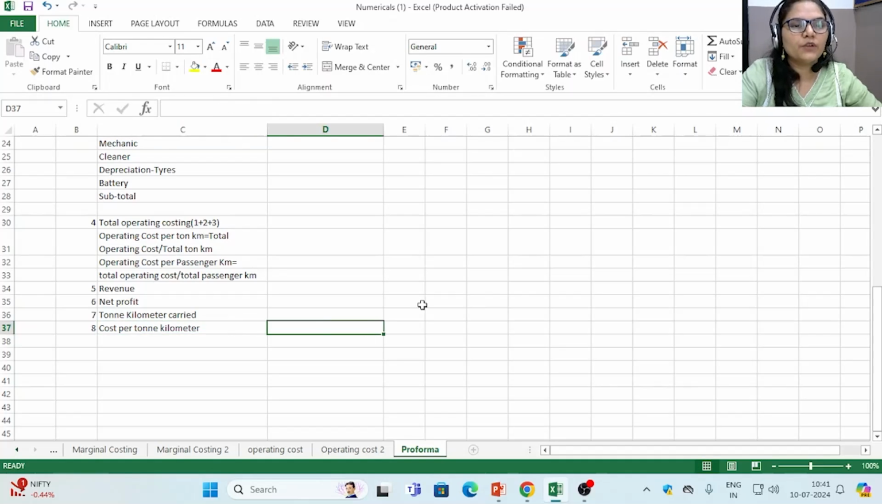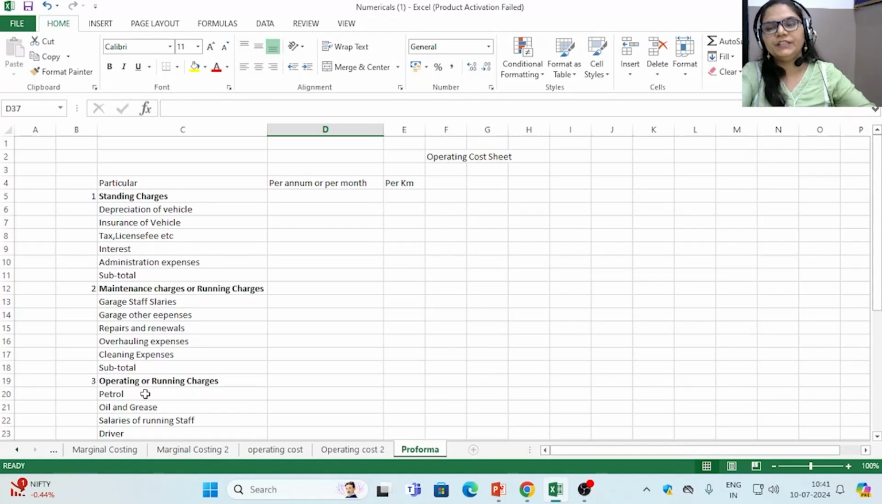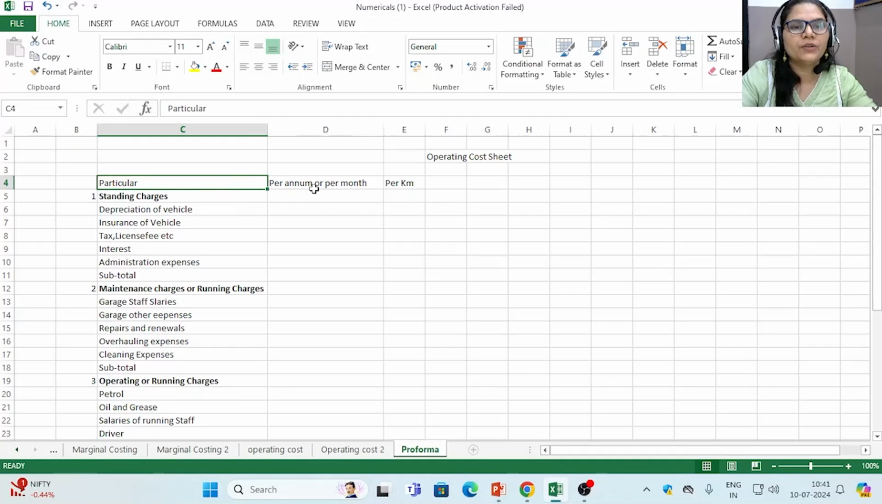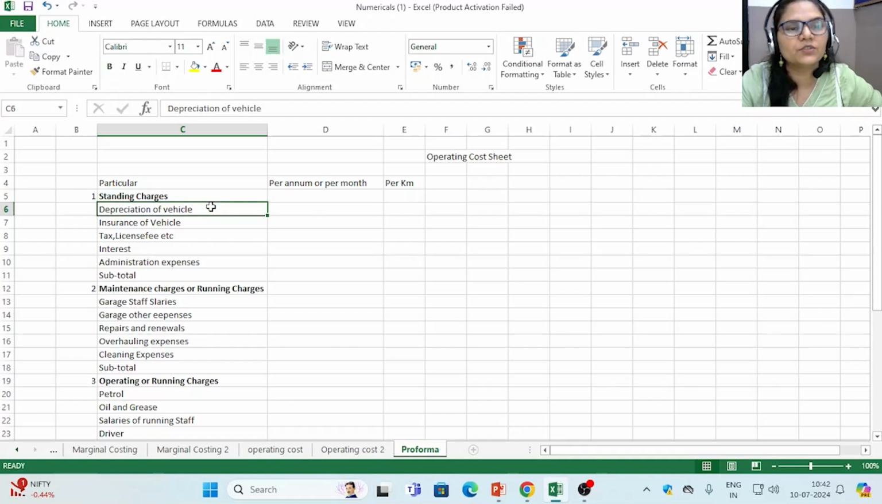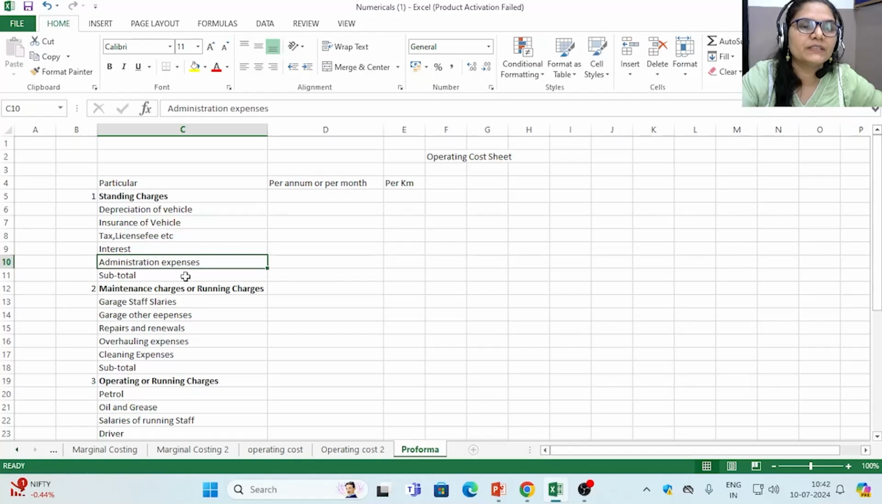So this is your format for operating cost sheet. We have three columns: particular, per annum or per month, and per kilometer. Standing charges are those charges which are fixed and do not vary with the running of vehicles, and the person has to pay them anyhow. They are depreciation of vehicle, insurance of vehicle, tax license fee, interest, administration expenses, and subtotal. We will write these in this particular column.